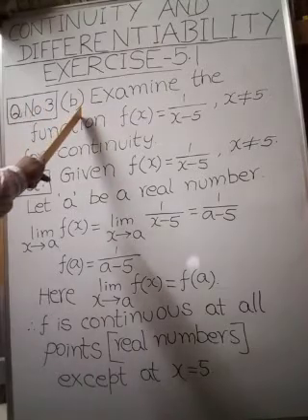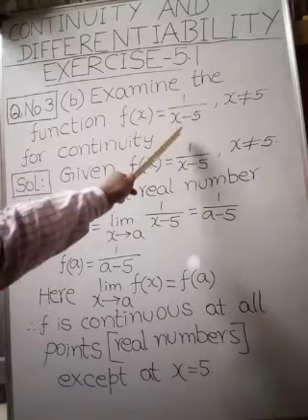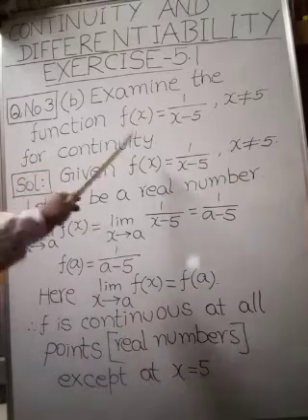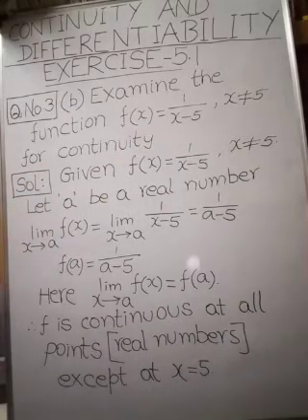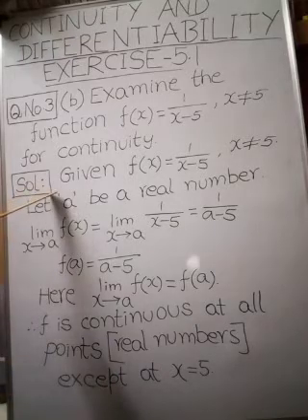Third question B. Examine the function f of x is equal to 1 by x minus 5, x is not equal to 5, for continuity. We have to check whether it is a continuous function or not. Understood the question, my dear children? Here also no particular point is given for verifying the continuity of the function. Okay, my dear children. Now come to the solution part.